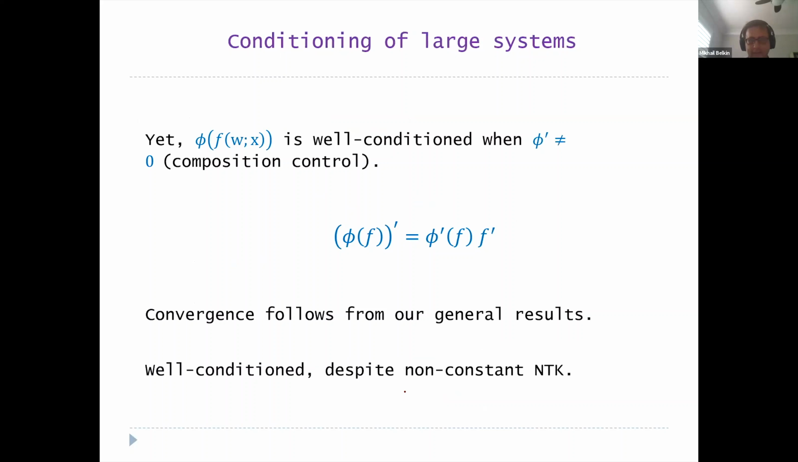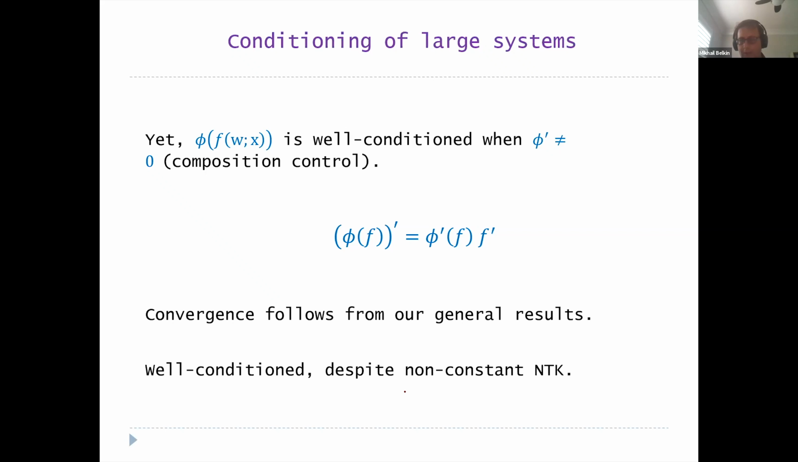However, and this is, I think, a cool thing. If you think about it, this is still well conditioned as long as this phi prime, the final layer nonlinearity, is actually non-zero at 0. So I guess I can just say that it's not 0 everywhere. So as long as the nonlinearity has non-zero derivative, I have Hessian control, and my PL condition still holds, even though the thing is nonlinear and the tangent kernel is not constant. So convergence follows from this general result, and you can still prove the same thing.